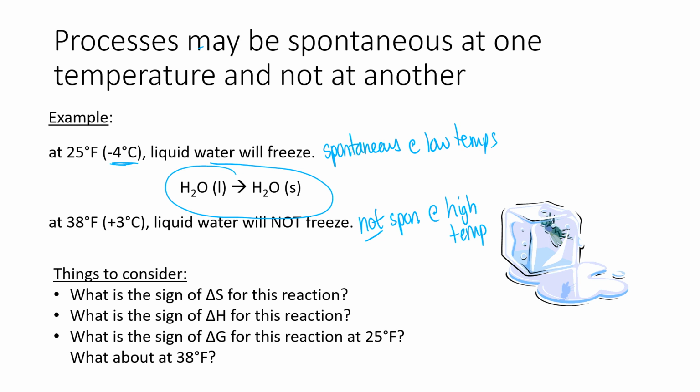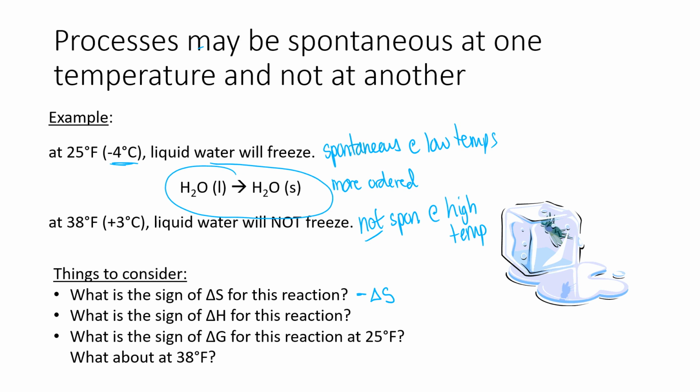But first, let's just evaluate what's going on here. So let's look at what's the sign of delta S for this reaction. Well, we're going from a liquid to a solid. So we're turning this into a more ordered state. So there's going to be a decrease in the disorder. So there's a decrease in entropy for this reaction.